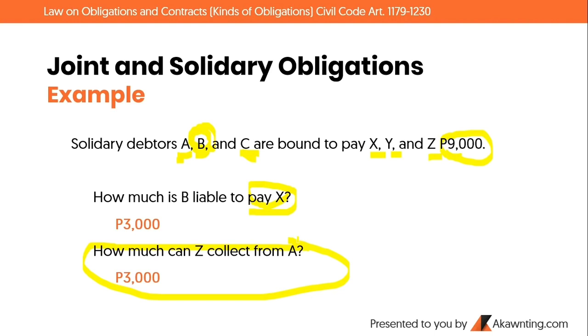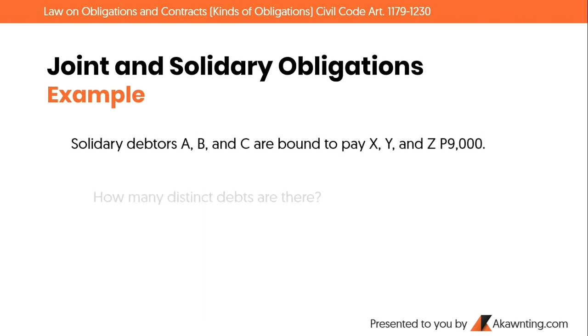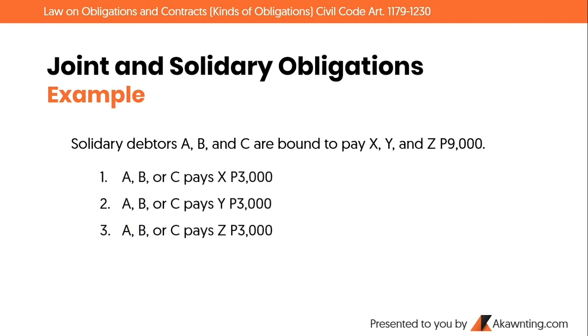Simple lang kasi si Z ay isang joint creditor. So, therefore, ang kanyang pwedeng singilin lang ay up to kanyang share, which is 3,000. Okay? So, ayan. Next question. How many distinct debts are there? There are only 3 debts. First is A, B, or C pays X 3,000 and so on.